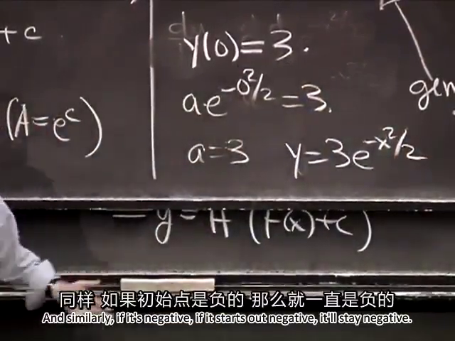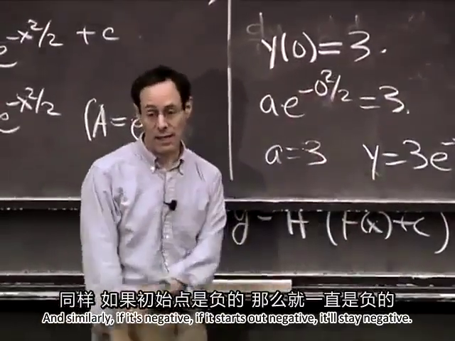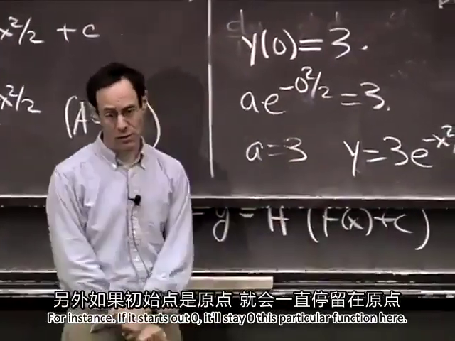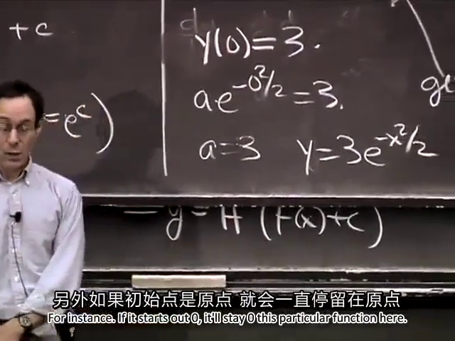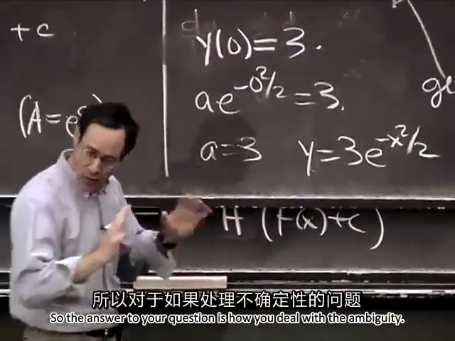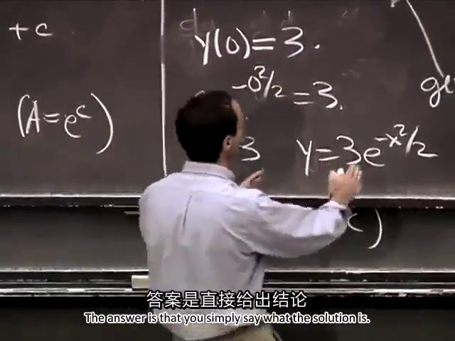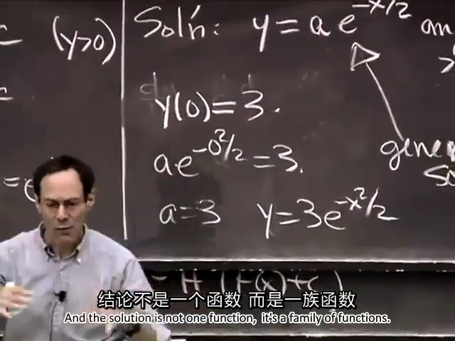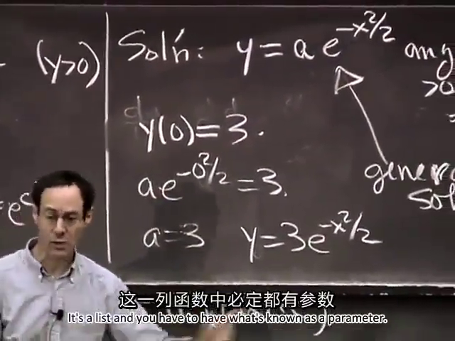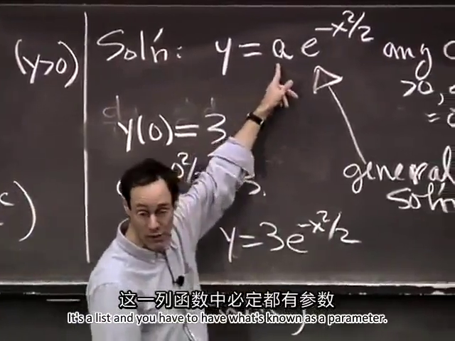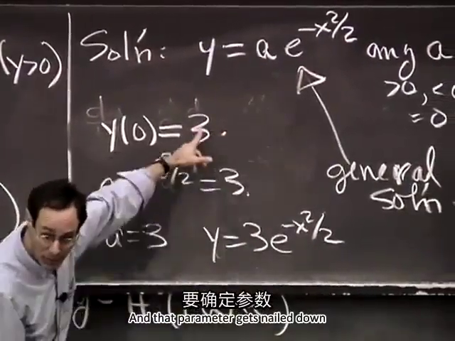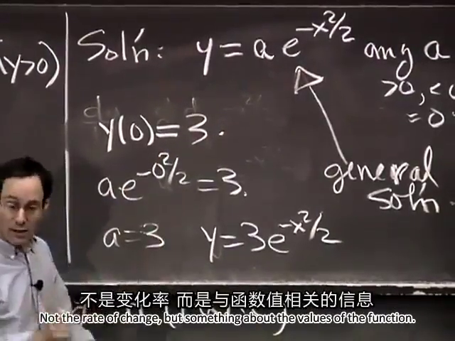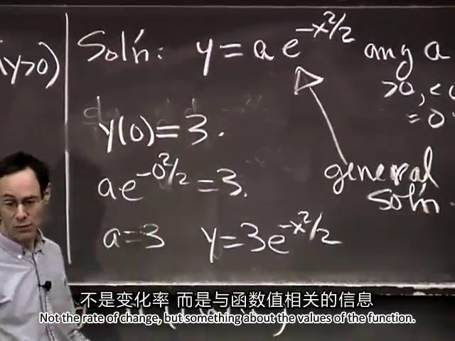And similarly, if it starts out negative, it'll stay negative, for instance. If it starts out 0, it'll stay 0, this particular function here. So the answer to your question, how do you deal with the ambiguity, is that you simply say what the solution is. And the solution is not one function. It's a family of functions. It's a list, and you have to have what's known as a parameter. And that parameter gets nailed down if you tell me more information about the function. Not the rate of change, but something about the values of the function.